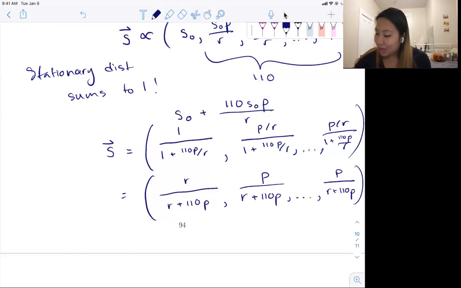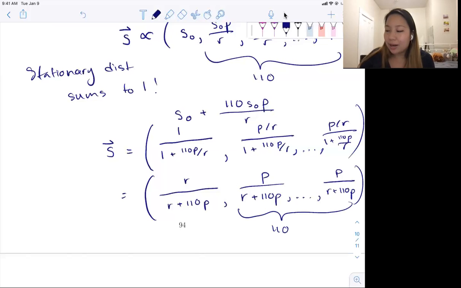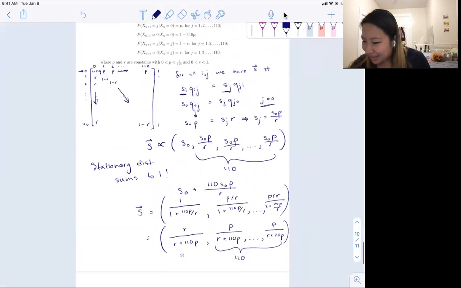And just as a sanity check, let's sum it up. We have 110 times P on the top, plus R, and on the bottom R plus 110 P. So this indeed sums to 1. So this is our stationary distribution. Yay, that's pretty fun.